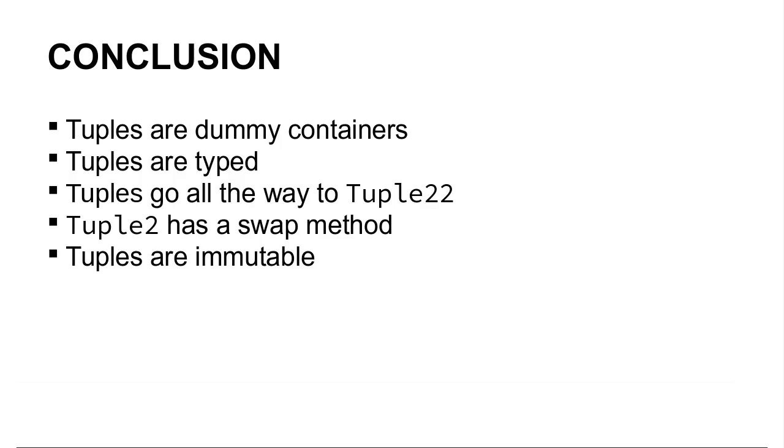There are tuples that go all the way to Tuple22. Tuple2 is unique in that it has a method called swap, and it's only there for Tuple2. Obviously, Tuple3 does not have a swap. It wouldn't make sense. And tuples are immutable. They are an essential part in the Scala language. They are everywhere.